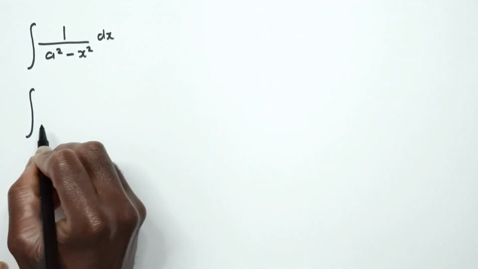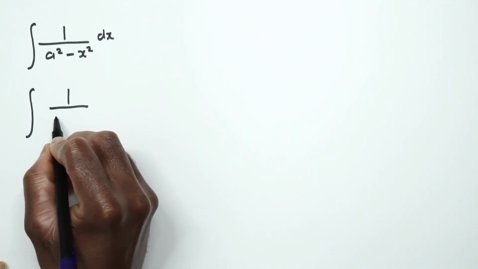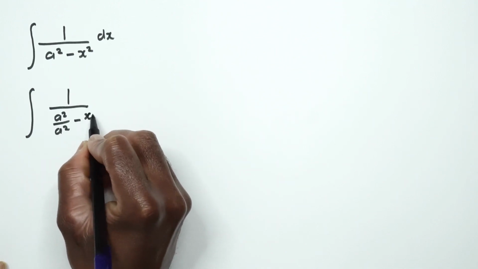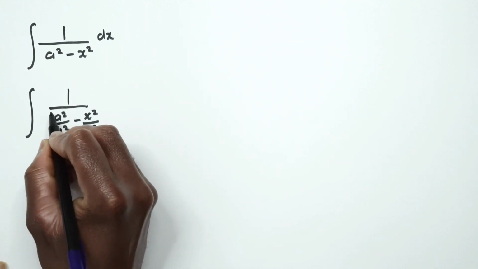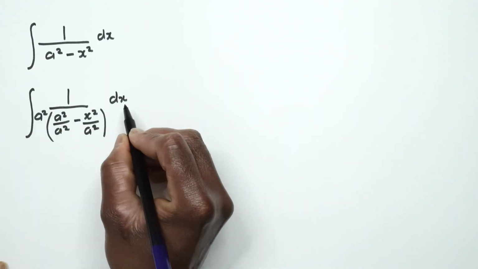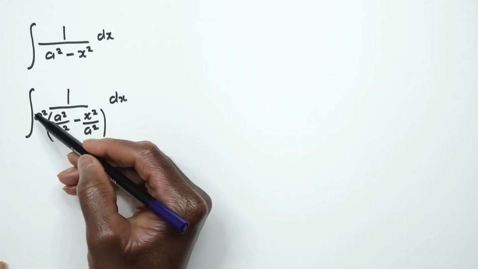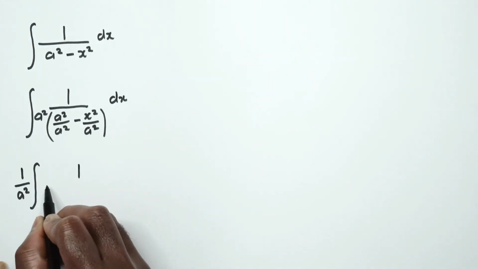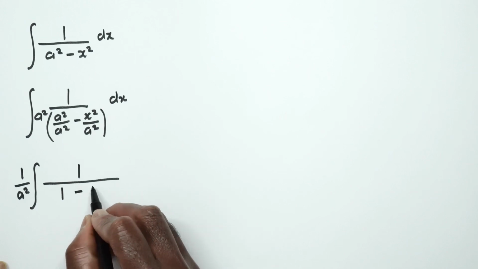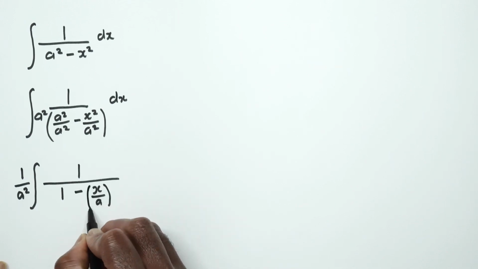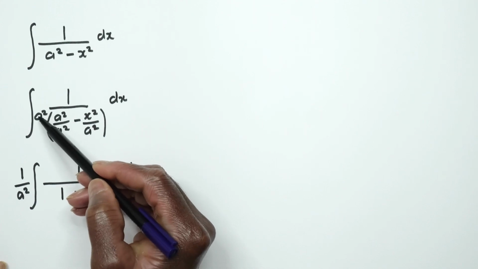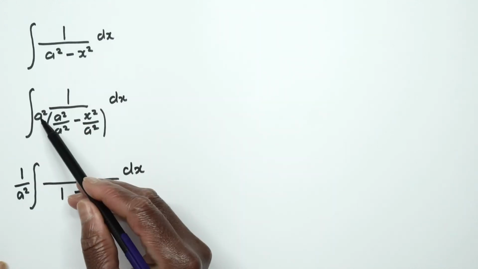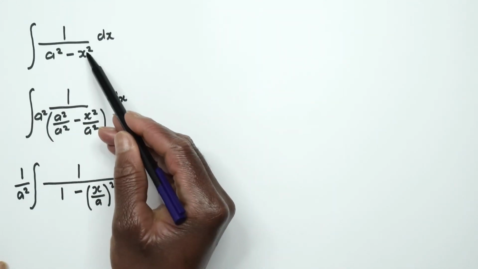And I'm going to take the a squared out in the denominator, so that a squared over a squared minus x squared over a squared, I'm taking the a squared out, dx. This is 1 over a squared, so I'm going to bring it out here: 1 over a squared integral 1 over 1 minus x over a all squared dx. Because if I multiply a squared by the bracket, this a squared will cancel that a squared, I get a squared back, and this a squared will cancel that a squared, I get minus x squared back.